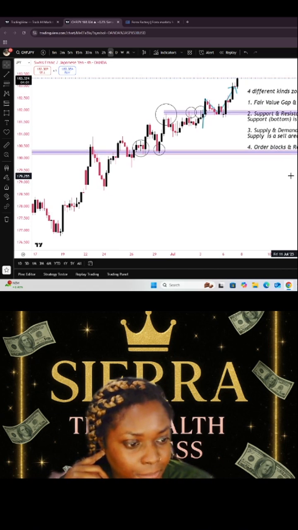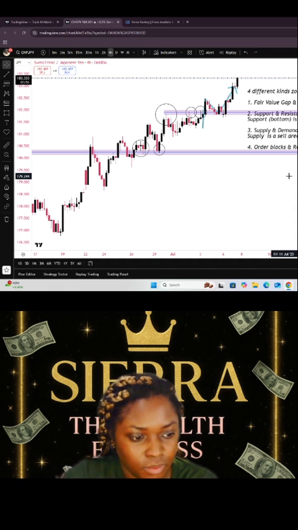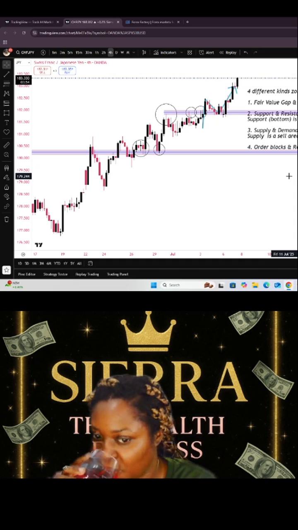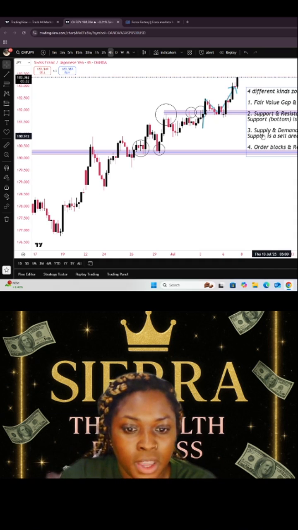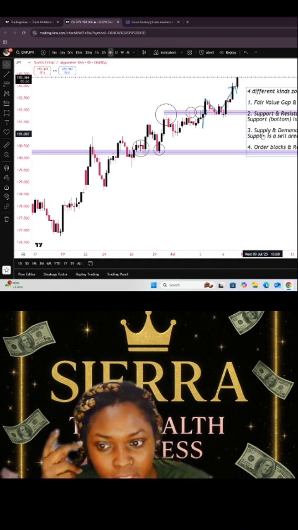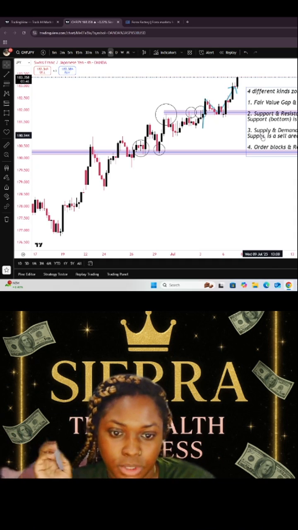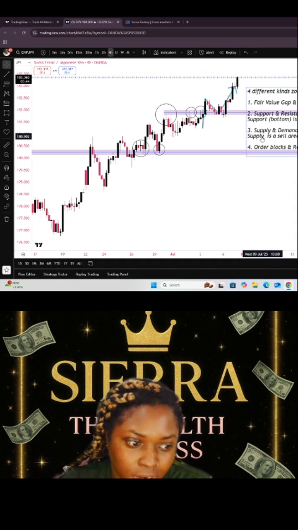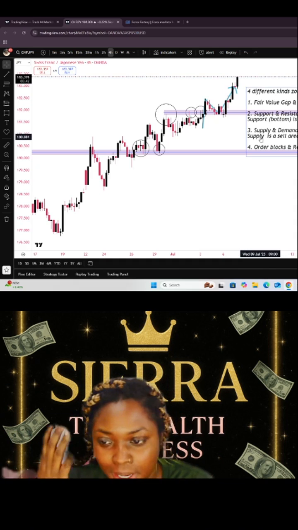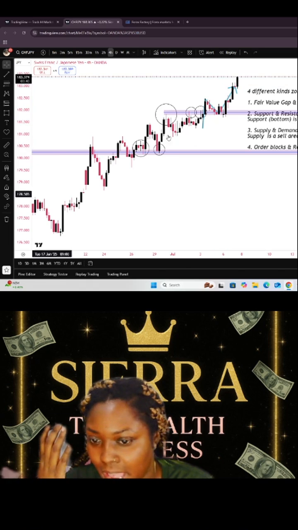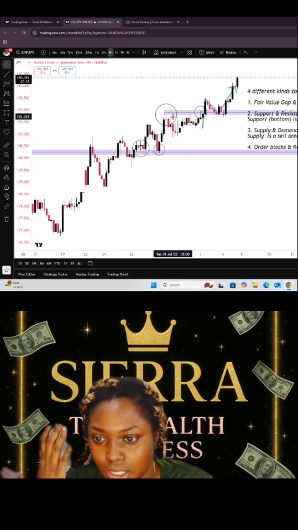Okay. Cool. Okay. So supply and demand and order block is the same thing. I don't know why somebody came up with it and they were like, we're going to call it something different. But it's the exact same zone. So I'm going to delete this.